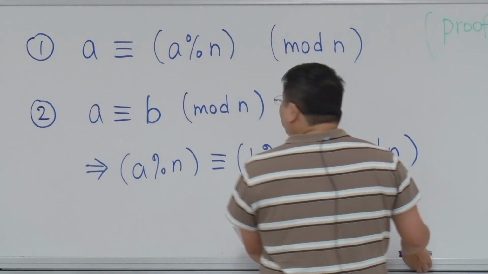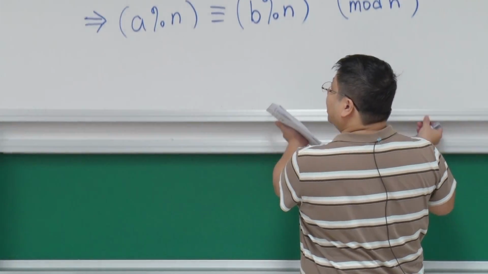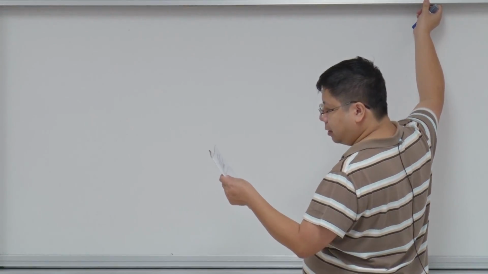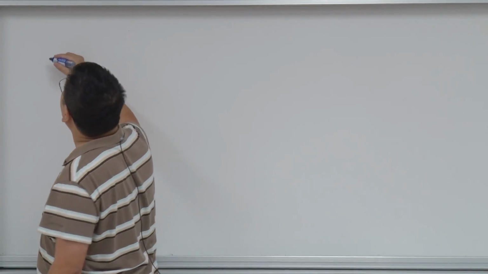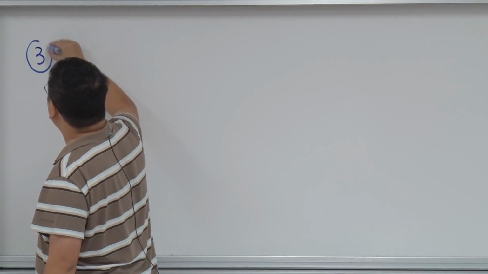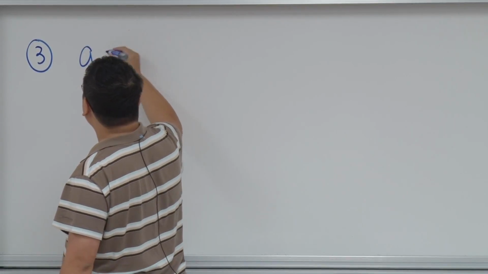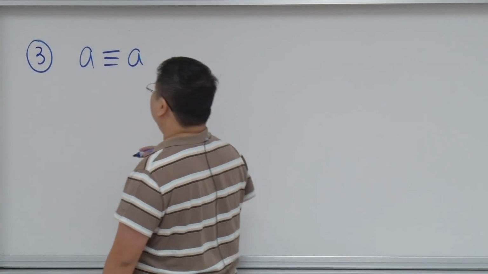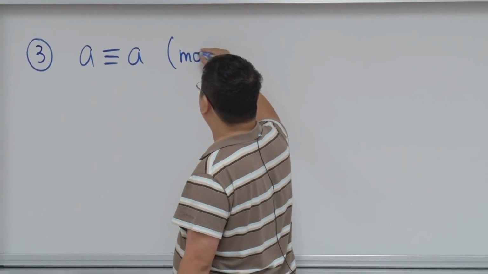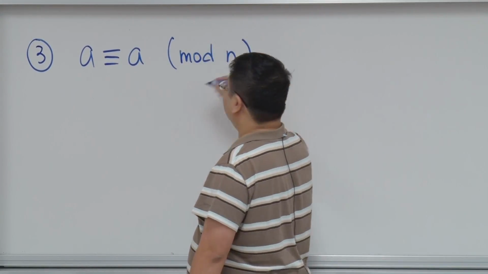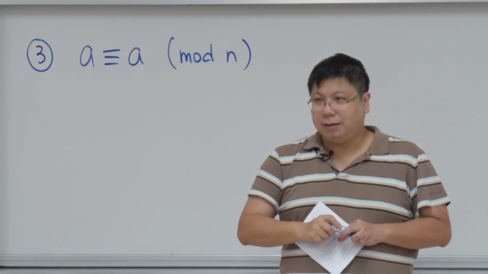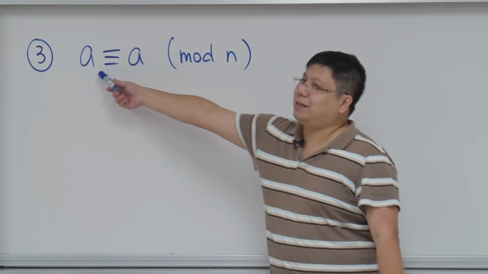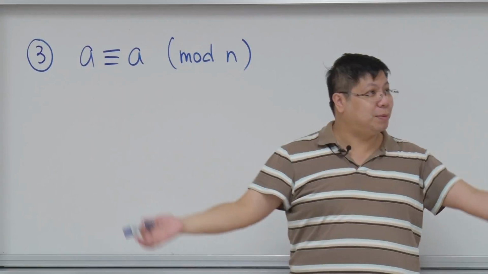Then, with this in our heart, we can have a lot of lemmas proven easily. For instance, we can prove this one. A number is the same as itself when you take modulo n. Of course, it's the same, right? You divide by n. This side has a certain remainder, and this side has a certain remainder. The remainder has to be the same.